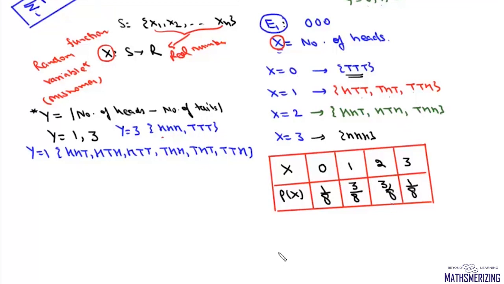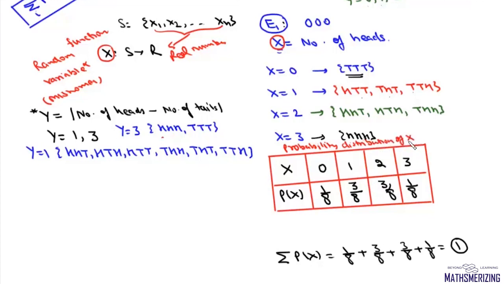Now if we write the sum of all probabilities, it will be 1 by 8 plus 3 by 8 plus 3 by 8 plus 1 by 8, which is 1. Now this table is called the probability distribution of random variable x.